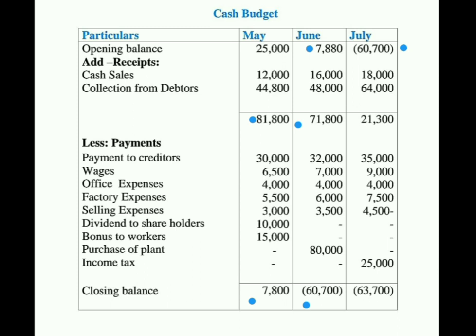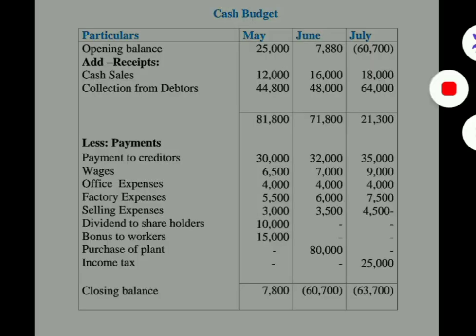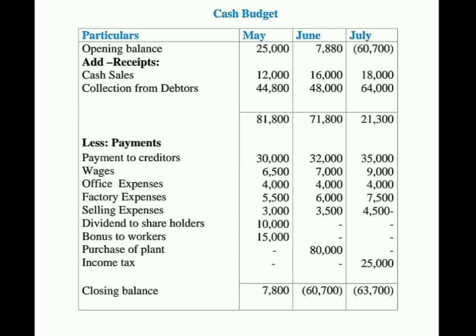So we have to add all the cash sales and collection from debtors. Then here 21,300 is there. And again we have to make all the payments deduction. Then here it will become 63,700. So if you observe the cash budget here, in the month of May it is a surplus, that is, it is showing a favorable balance. And coming to June and July, there is a huge negative balance showing.